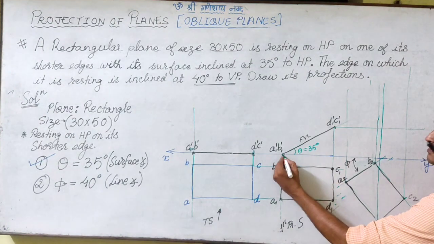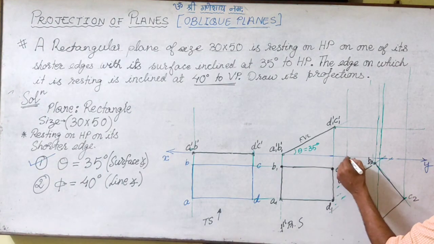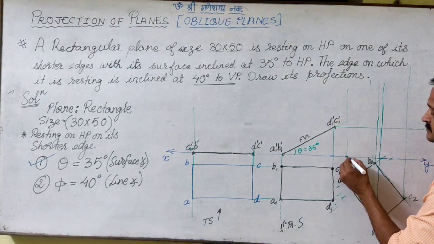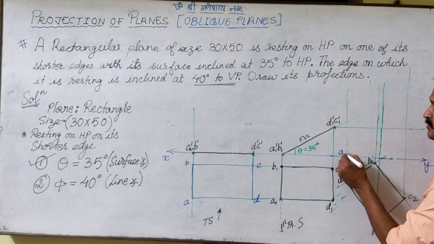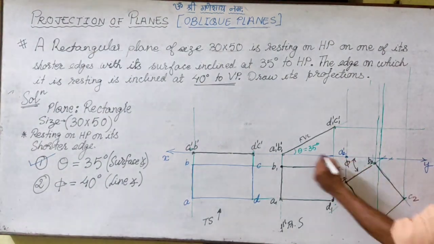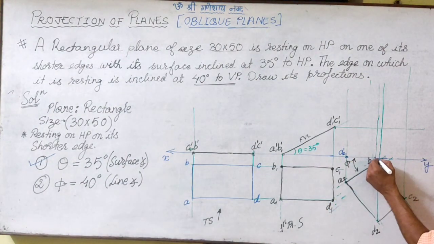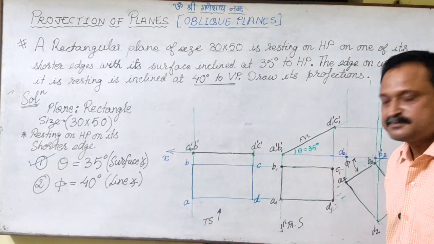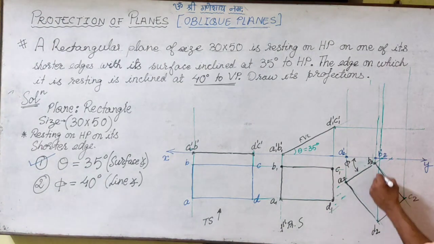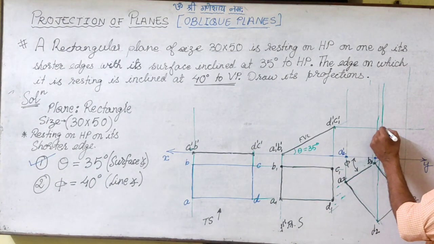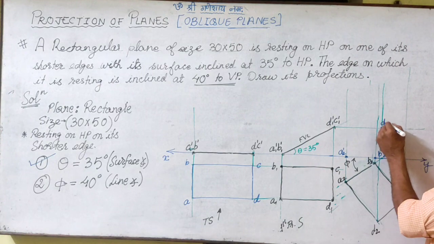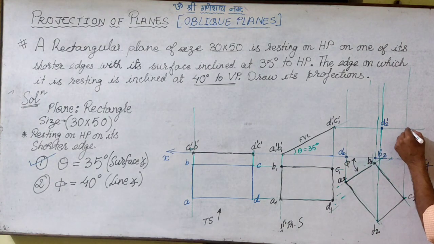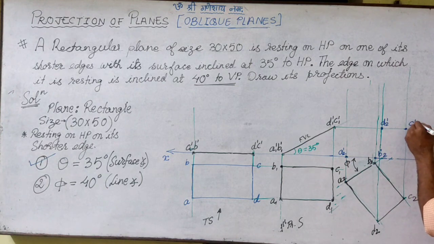Locus height of A, projector of A. So here I get this as A2 dash. Height of B, projector of B. I get this as B2 dash, right? Projector of D, height of D. So this is D2 dash. Then projector of C, height of C. I get this as C2 dash.